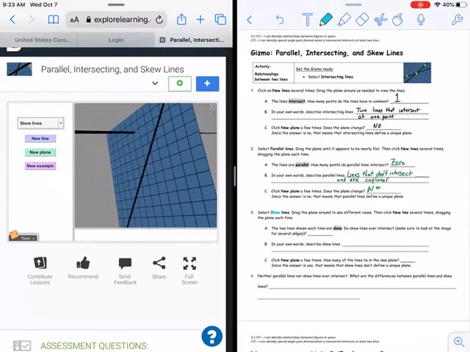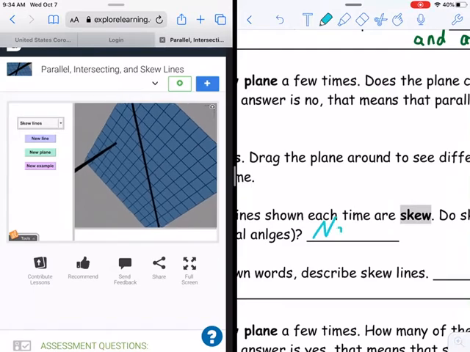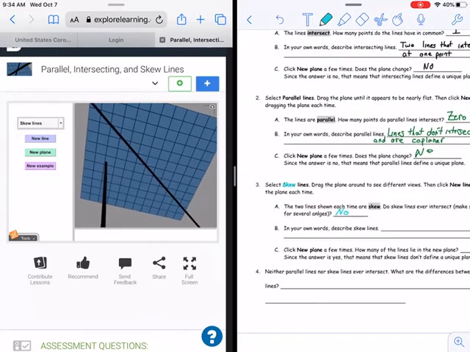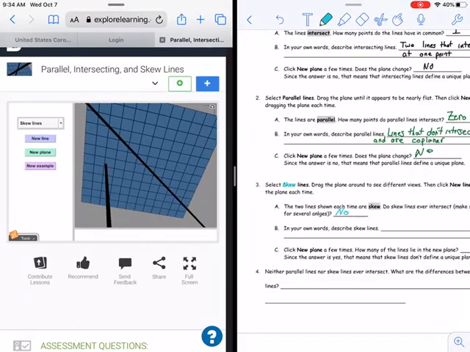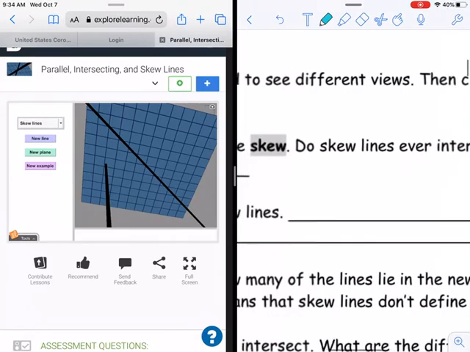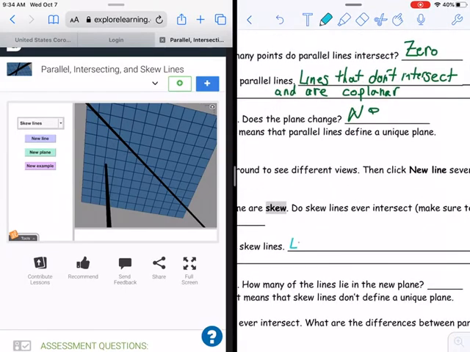Do skew lines intersect? The answer is nah. Nah, bro, they don't. These lines be social distancing. Look, they don't touch. In your own words, describe skew lines. So just like parallel lines, they're lines that don't intersect.